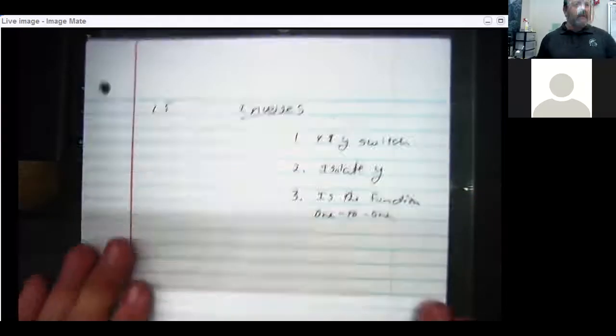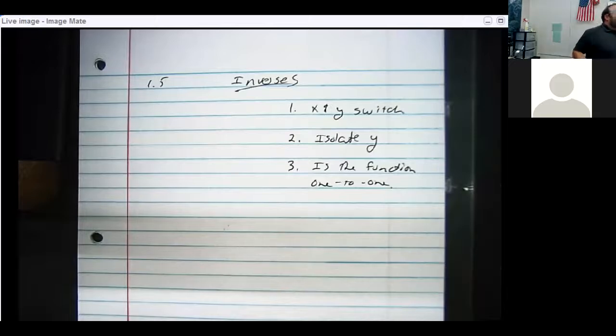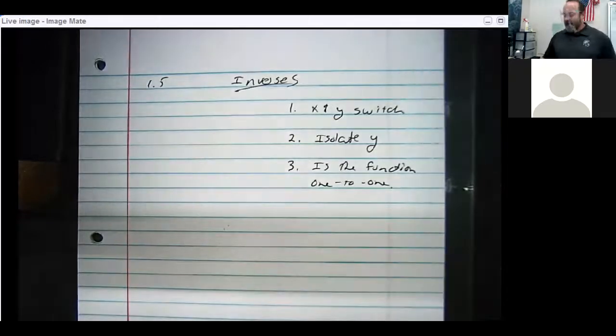And this is a really, really subtle piece that I will hammer you on over and over this year. And I guarantee you almost every single one of you, I will write a nasty note to you on a test that you forgot to check if your function was 1-to-1. It happens every year without fail.